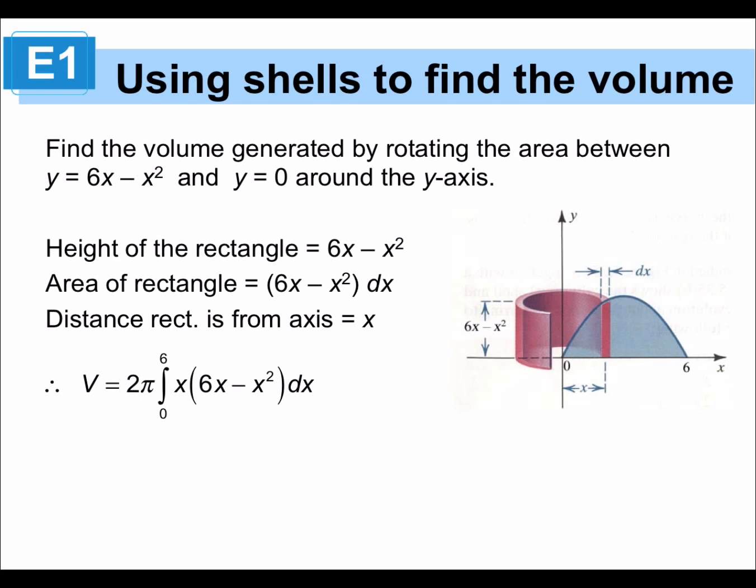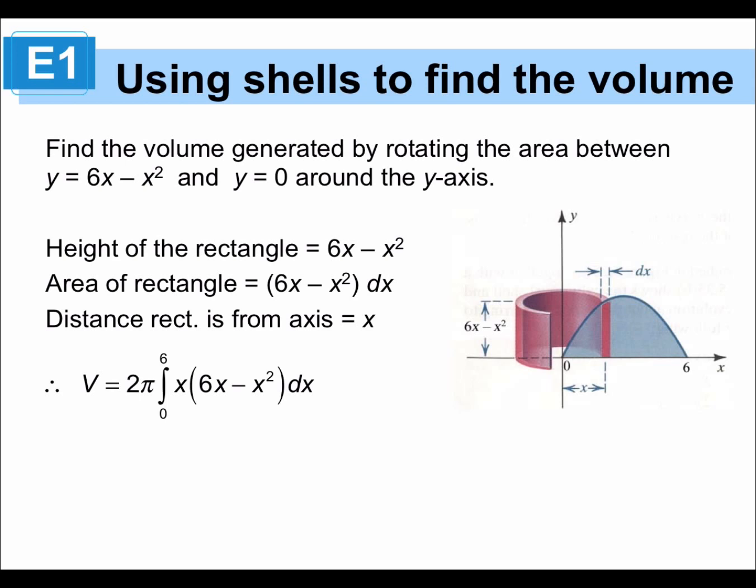We're going from 0 to 6 because we're taking rectangles starting at 0 all the way out to 6. The area of that rectangle is 6x minus x squared times dx. That's the back end of this. And it's x units away from the axis of revolution.